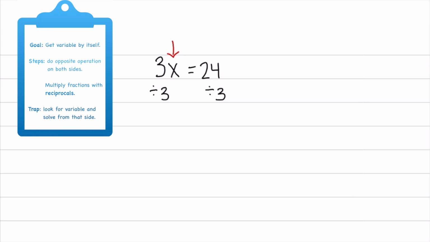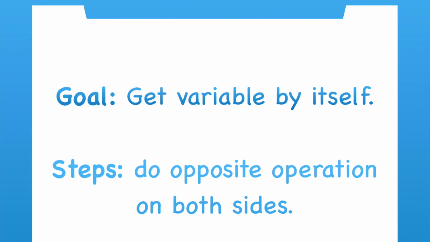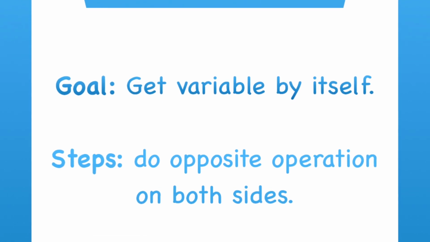When we divide both sides by 3, on the left side, the 2 3's will cancel out. And we're left with just x. On the right side, we have 24 divided by 3, and that'll give us 8. And since x is by itself on the left side with no other numbers next to it, that's our answer, x equals 8.